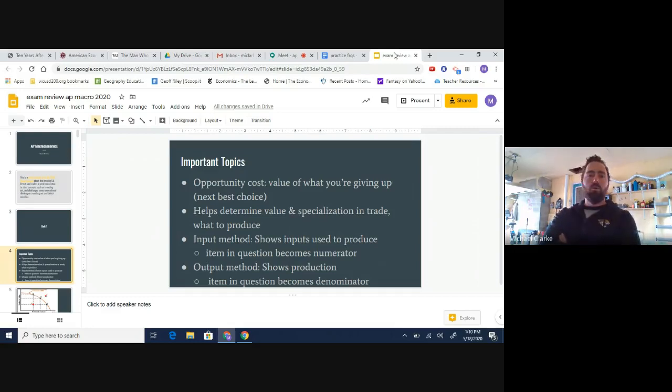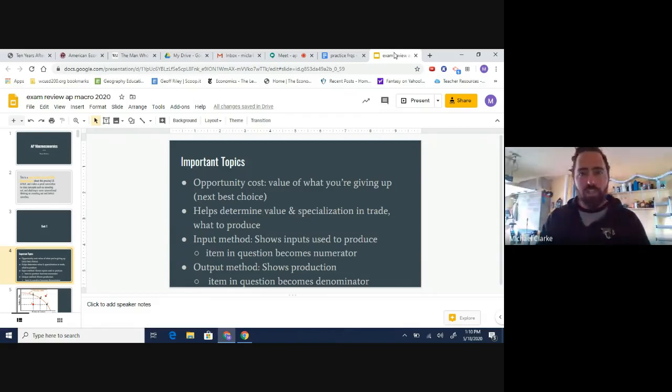Opportunity cost plays a big role regarding trade, international trade. It helps countries determine specialization, what they're best at. So countries are going to specialize in the things in which they have the lowest opportunity cost. And so try and quantify that in very simple terms. AP Macroeconomics focuses on 2 types of questions: input questions and output questions.